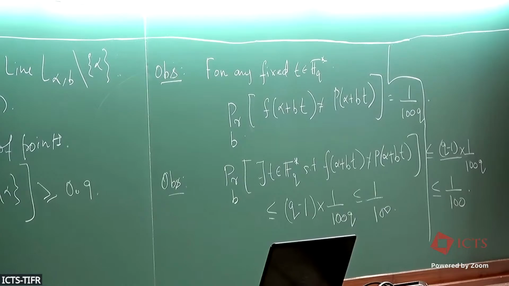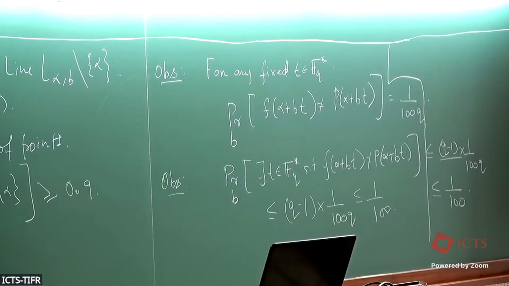So how does the algorithm change? The algorithm is again going to pick B from Fq to the m at random. The second step will change now. We are going to look at these evaluations and use the Berlekamp-Welch algorithm to find the unique degree k polynomial R which has large agreement with these evaluations. And then we'll output R of 0.